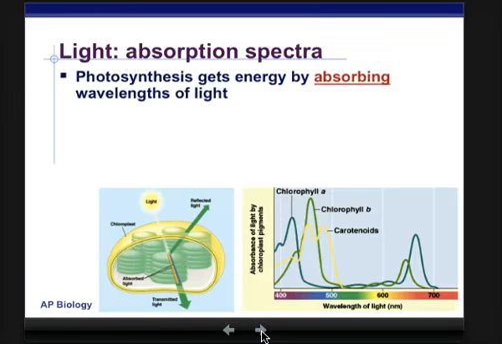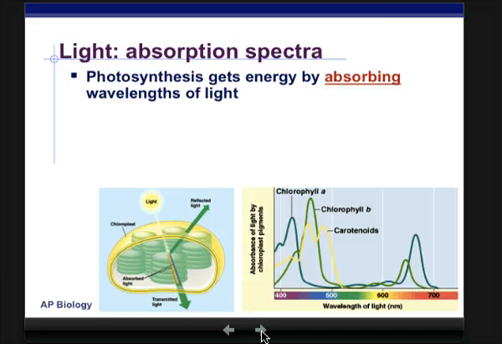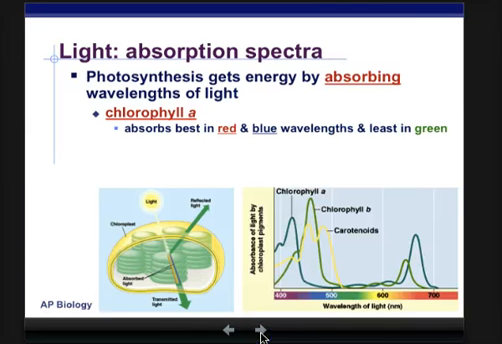Okay, so here we go. Photosynthesis gets energy by absorbing wavelengths of light, and it's not absorbing every wavelength of light, okay? And the different pigments are absorbing and reflecting different wavelengths of light. So chlorophyll A absorbs best in the red and blue wavelengths and the least in green. So that is why we see it as green, because it's absorbing the red and blue and reflecting green.